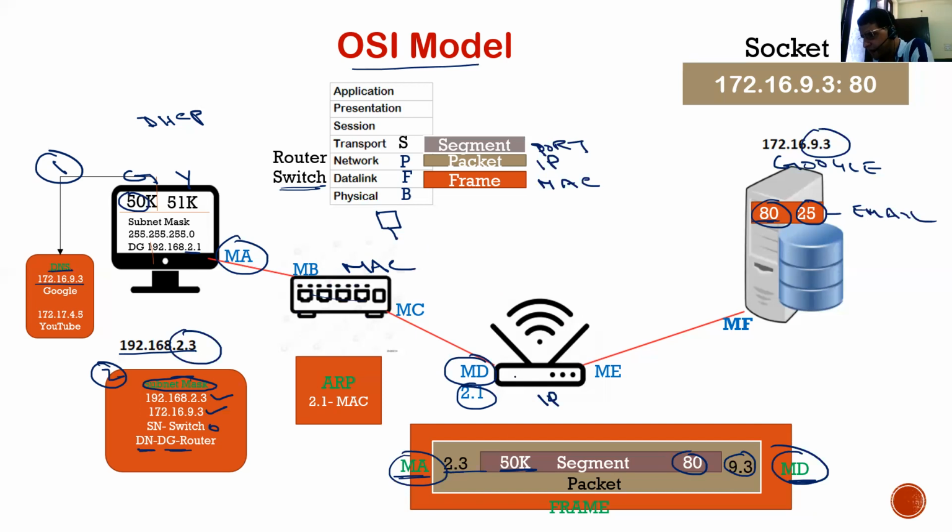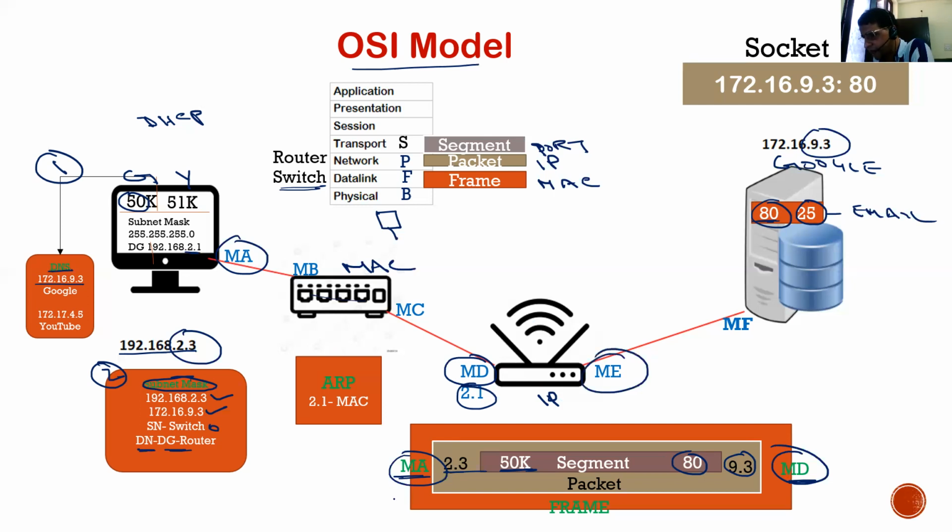Now this frame is coming to the router, but the router does not understand what a frame is. So the router is going to open the frame. Then it will see, oh, this is coming from 2.3 and it has to go to 9.3. Then it will create a new frame.